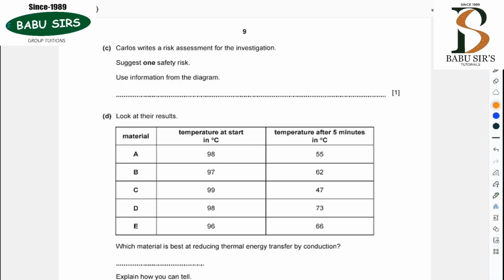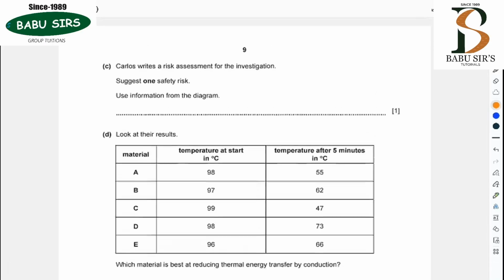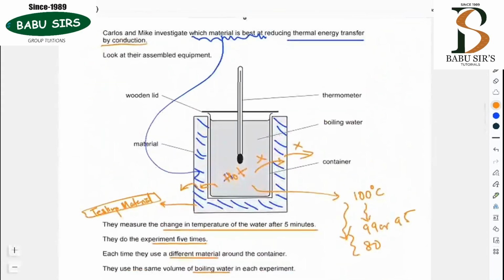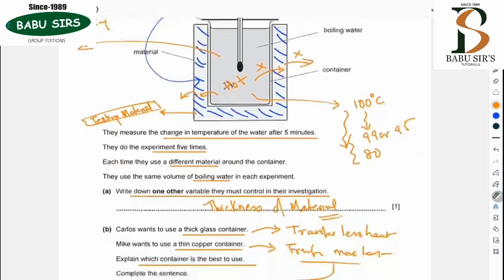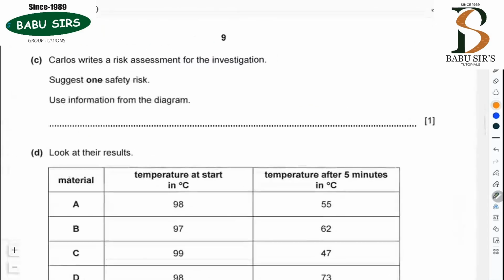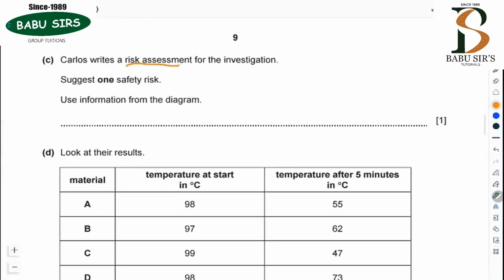Now, Carlos writes a risk assessment for the investigation. A risk assessment means, suppose you are using this experiment, you are using boiling water here. That is the only risk. Suppose because of anything, the risk is if the boiling water falls on you.